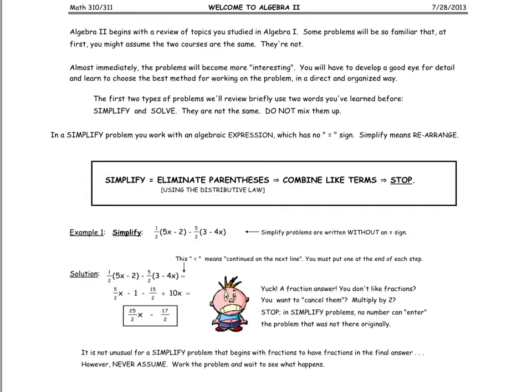However, most students who see this example and see this answer have this reaction: yuck, a fraction answer. You don't like fractions, you want to cancel them out, you want to multiply the problem by 2, well, stop. In a simplified problem, no number can enter the problem that was not there originally.